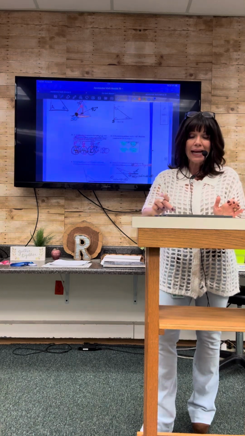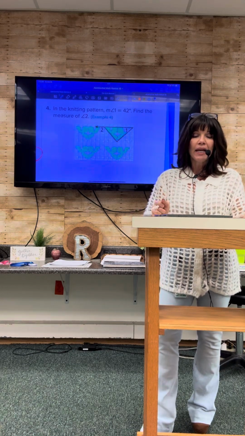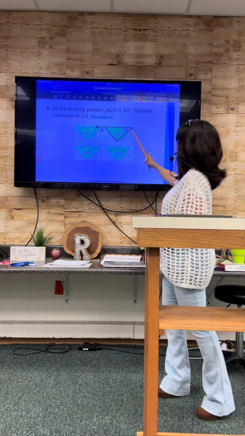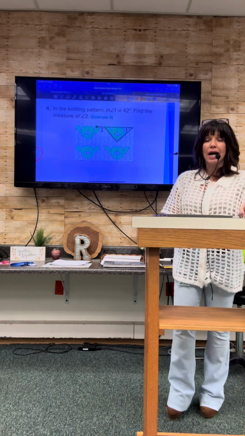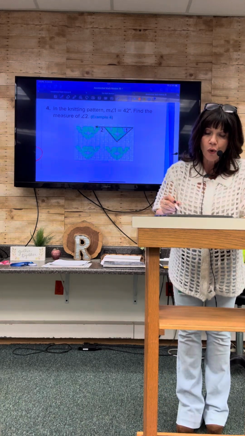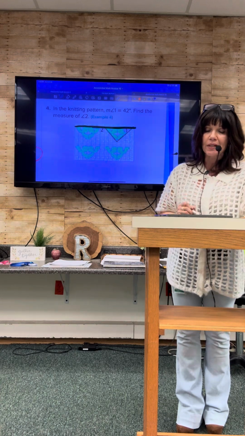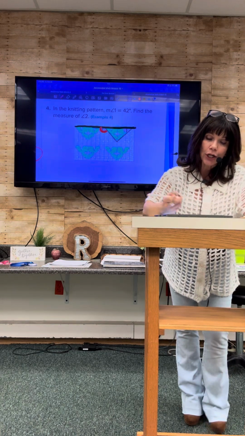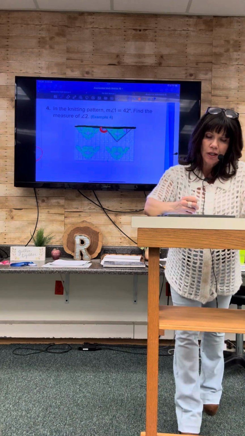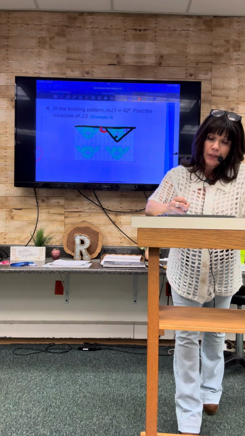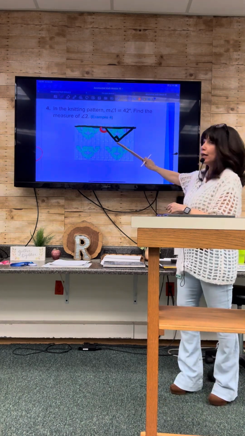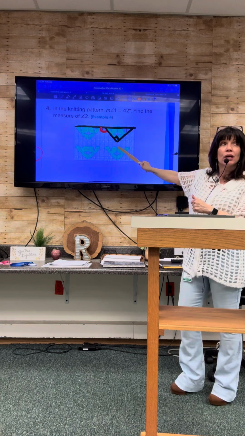All right, let's take a peek at the next item. This is very simple to explain. In the knitting pattern, measure of angle 1 equals 42 degrees. Find the measure of angle 2. I had a child that did not realize what they are asking for, please watch this. Draw yourself a line along the top of these 2 upside down triangles, and then mark angle 2 right here. The triangle is going here and here, and they did show you that there is a what degree angle here? 90. There is a 90-degree angle here.